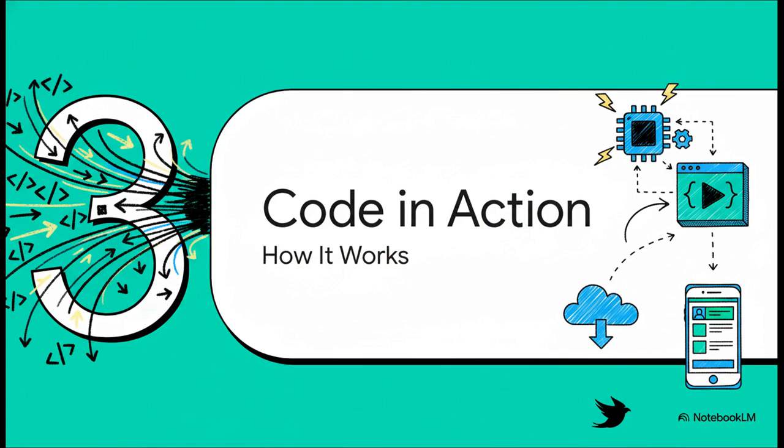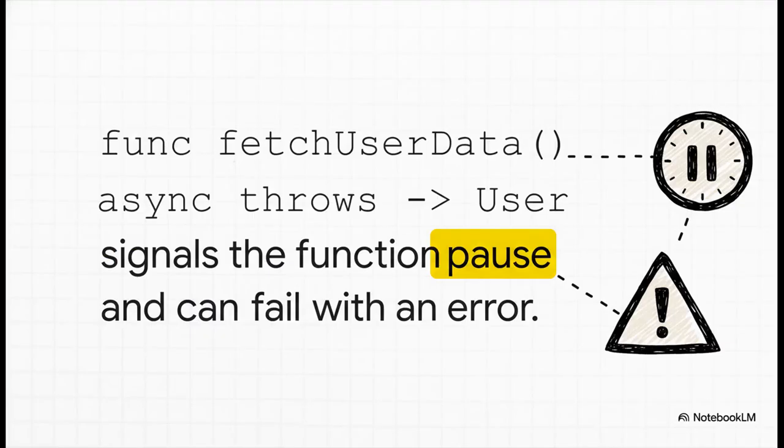Okay, theory is one thing, but seeing it in actual code is what really makes it click. So let's take a look at what this really looks like in practice. So here we have a function signature. Notice those 2 keywords there. We've got async, which we just talked about. It means the function can be paused. And then we have throws, which tells us it might fail and throw an error. This combo is incredibly powerful for dealing with background tasks that might not work out.